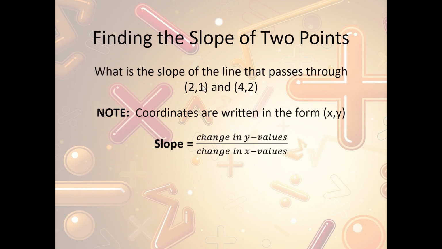So when I do that, I get 1 minus 2. Those are my y's, so that's my change in y. So my change in y is 1 minus 2. And my change in x is 2 minus 4. So that's change in y over change in x. Now when I do that, 1 minus 2 is negative 1. And 2 minus 4 is negative 2. And a negative divided by a negative just becomes a positive. So this is just 1/2. So my slope for that line that goes through those 2 points is 1/2.